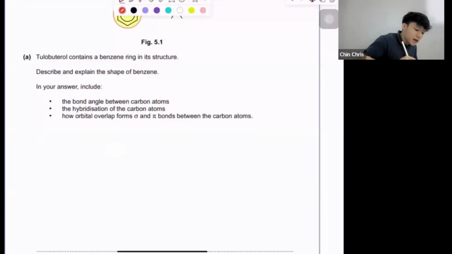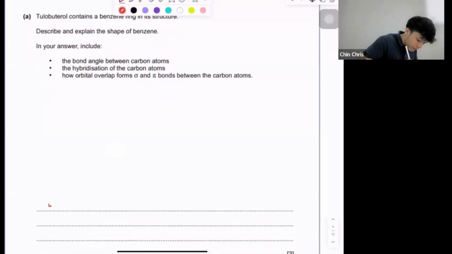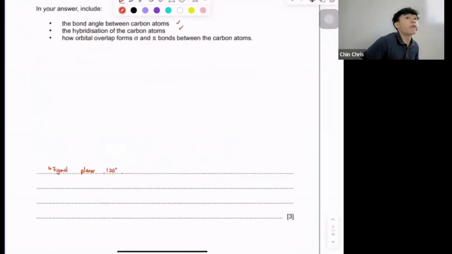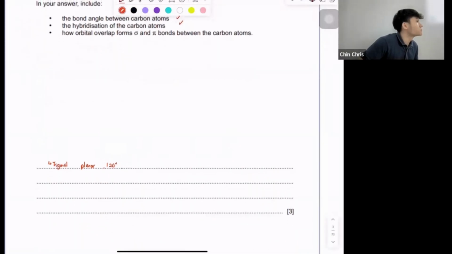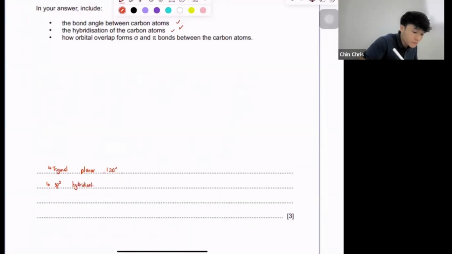Since it's trigonal planar, what's the bond angle? Alright, guys, hybridization state. sp2 hybridized will score you the second mark.